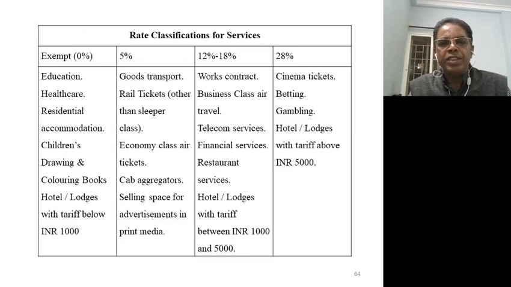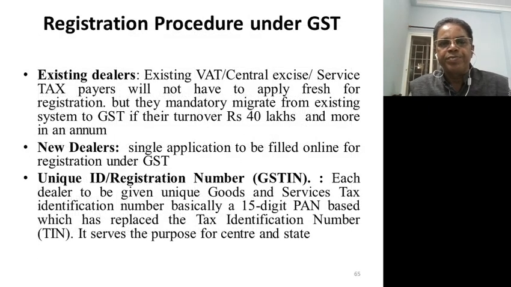There are services also. Education, healthcare, residential are exempt; it is 0% GST. However, goods transport, rail ticket, and economy class air travel are 5% GST. Business class is 12 to 18%, meaning it is at 18%. Works contract, hotels, etc. are 18%. Cinema ticket and betting are all 28% GST.